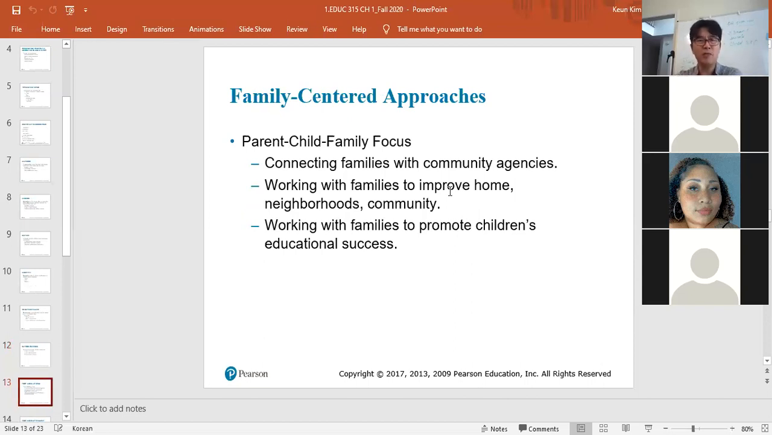The second key term in chapter 1 is family-centered approaches and views. Our major guest is not only the child, but the whole family. So we hold a whole-family lens, connecting families with community agencies and working with families to improve home, neighborhood, and community too, and to promote the children's educational success. And Joyce Epstein's model: school, learning at home, inviting them, volunteering, and communication between home and school. Also, we have several key terms inside the 6 types of family involvement plan.